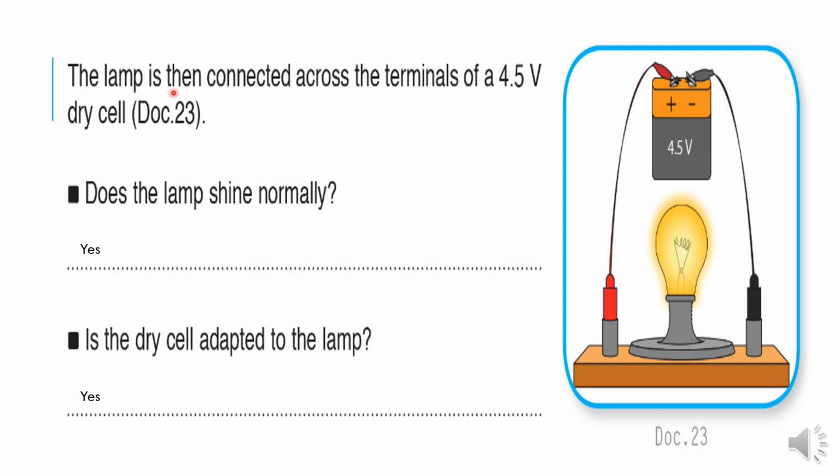Now, the lamp is connected across the terminals of a 4.5 volts dry cell. Again, we are working with the same lamp. The rated voltage of this lamp is 4.5 volts. Now we connect it to a 4.5 volts dry cell. Does the lamp shine normally? Yes. Is the dry cell adapted to the lamp? Yes, since the voltage provided by the battery is equal to the rated voltage, so the dry cell is adapted to the lamp.